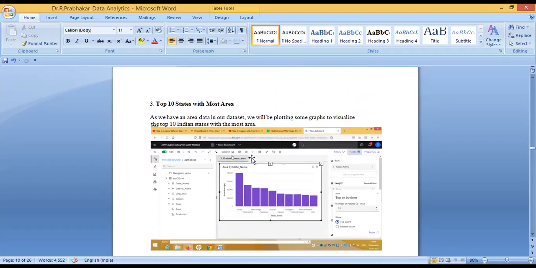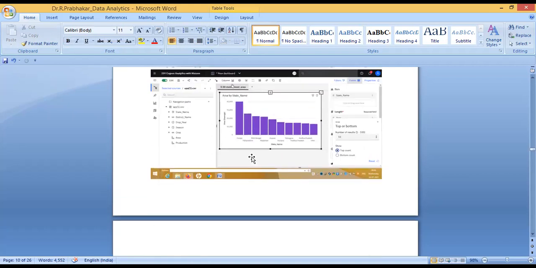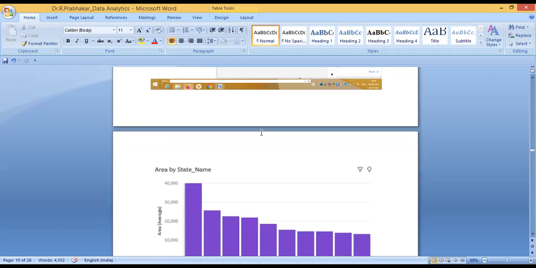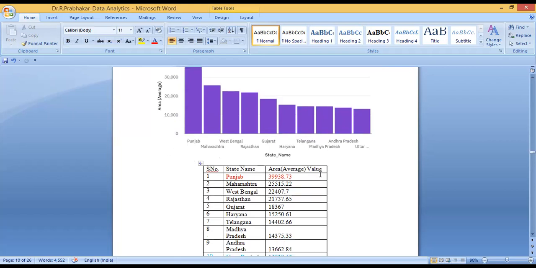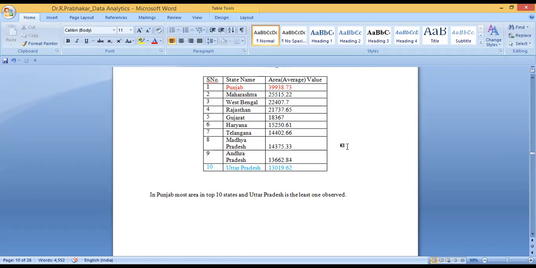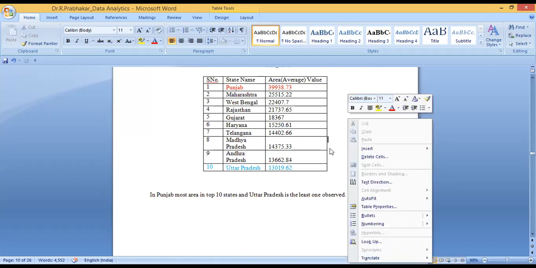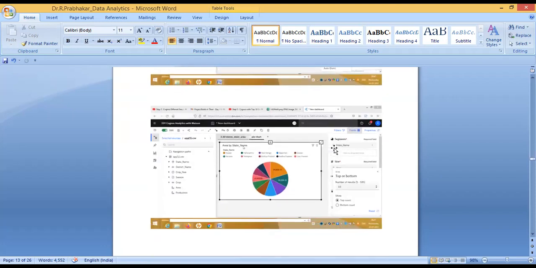The third objective is top 10 states with the most area. Area components are considered, and within them we consider the most area and least area. For the most area, I created column graphs between the area and the state names. The top 10 states are considered here, and the maximum value is observed in Punjab, that is 39938.73. The minimum value is observed in Uttar Pradesh, 13019.62. There are also pie chart graphs.